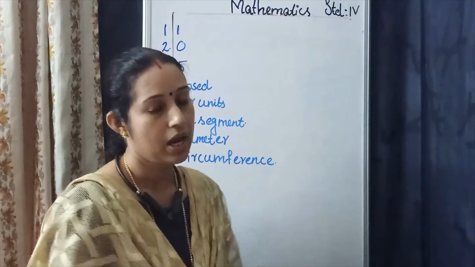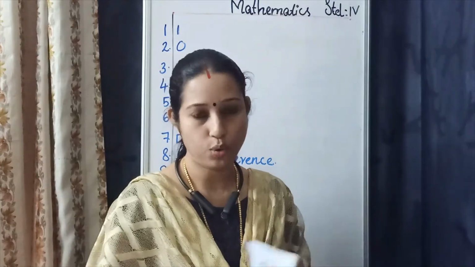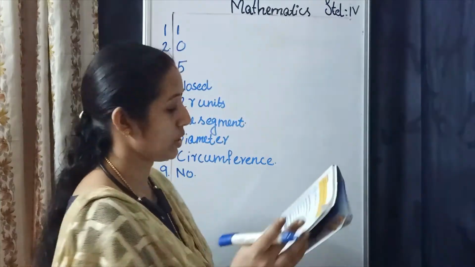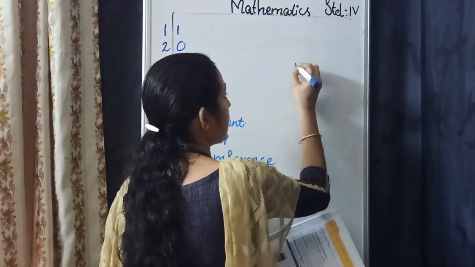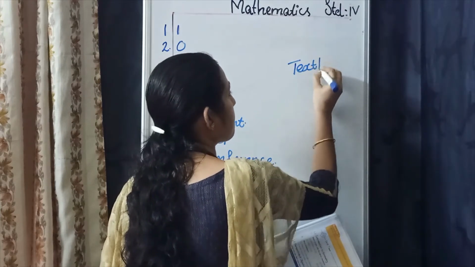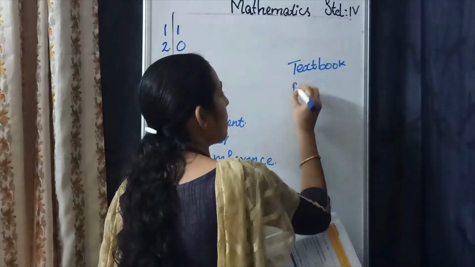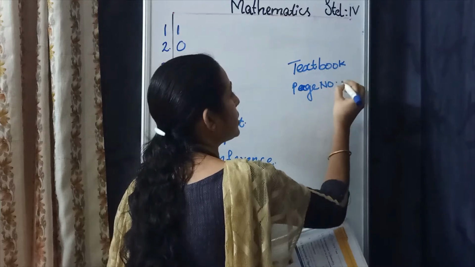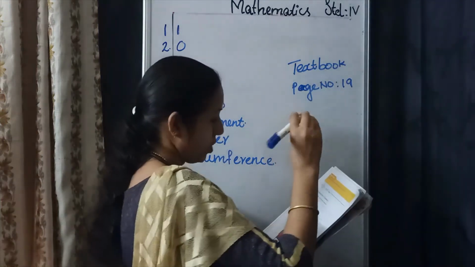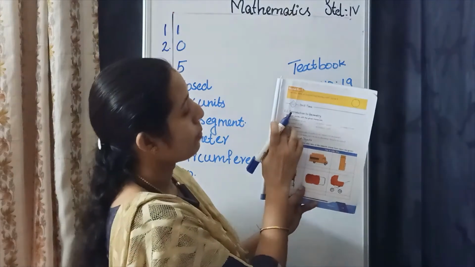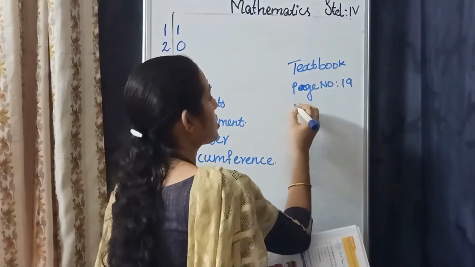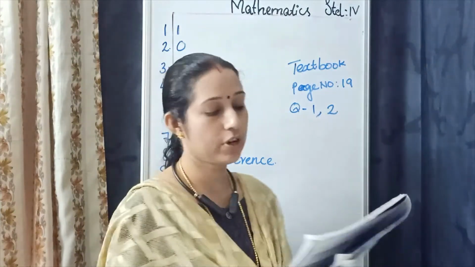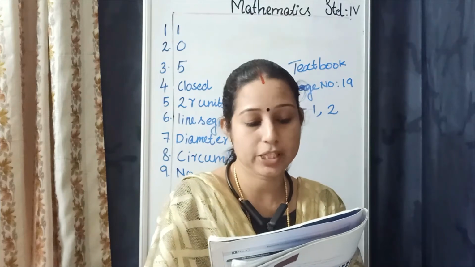from your textbook, but you have to do that in your notebook. After completing the notes, you have to do the homework in the notebook. That is page number 19 in the textbook, 1.1 Introduction to Geometry, question numbers 1 and 2. In the first question, draw circles with the given measures.